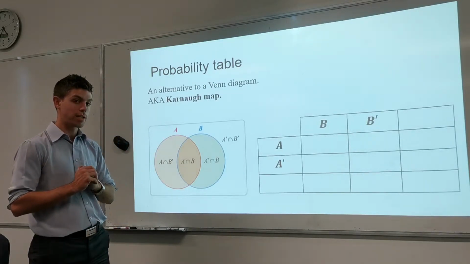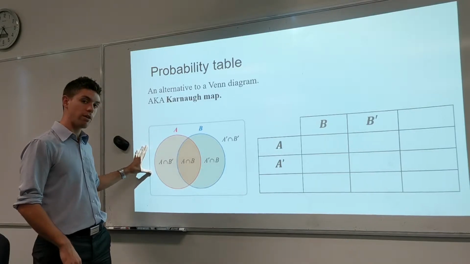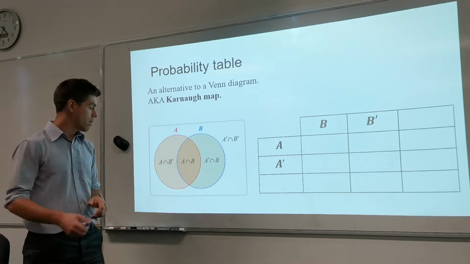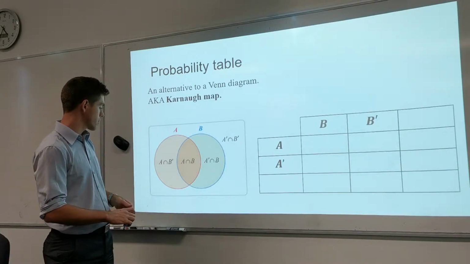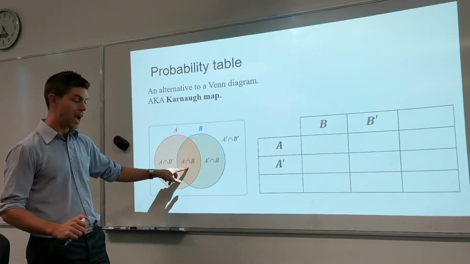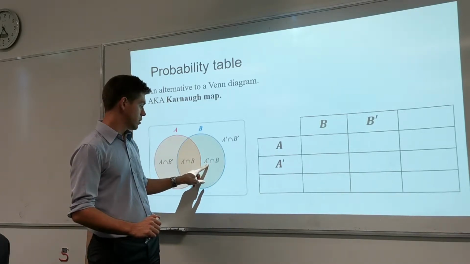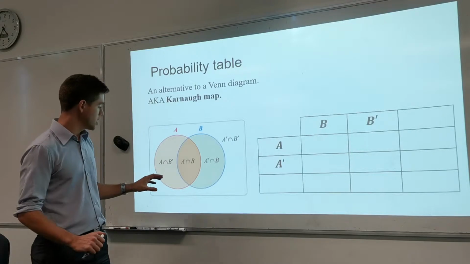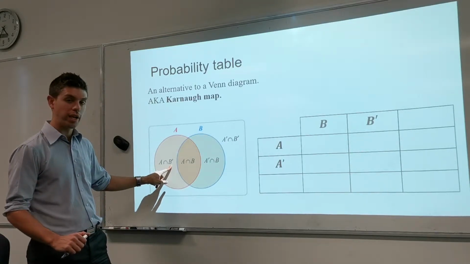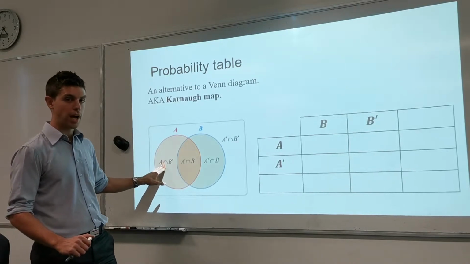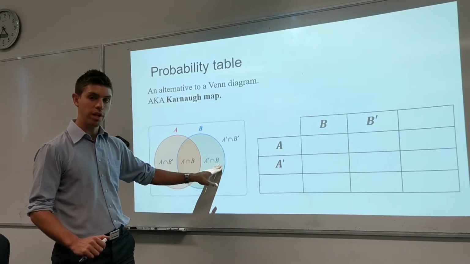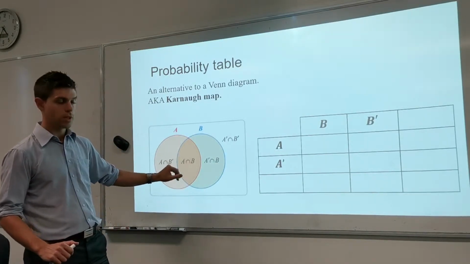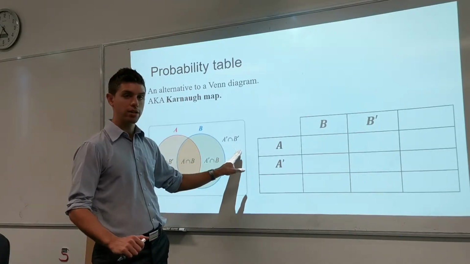So what we're going to do with this two-way table here is to put the information from this Venn diagram and transfer it and see how it is an alternative for a Venn diagram. We have these four regions here: A intersection not B, A intersection B, not A intersection B, and not A intersection not B. So A intersection not B is only A, so A only. Not A intersection B, B only. A intersection B, and not A and not B.